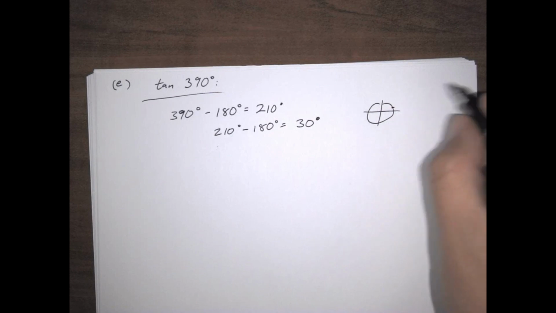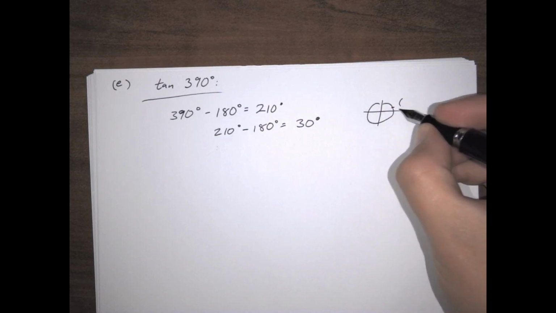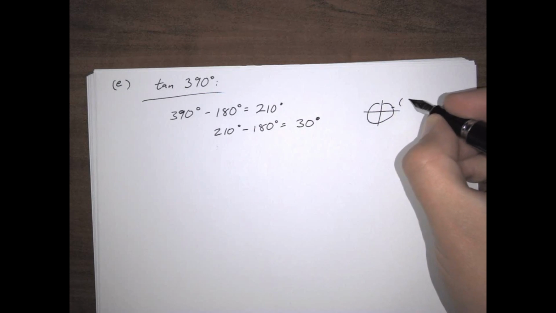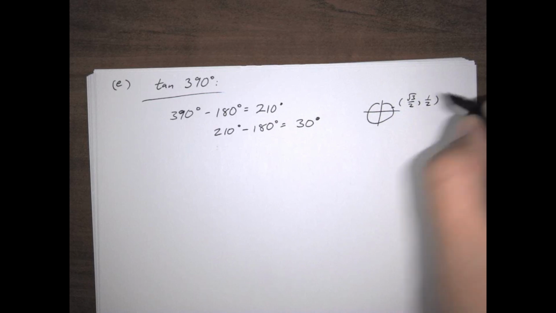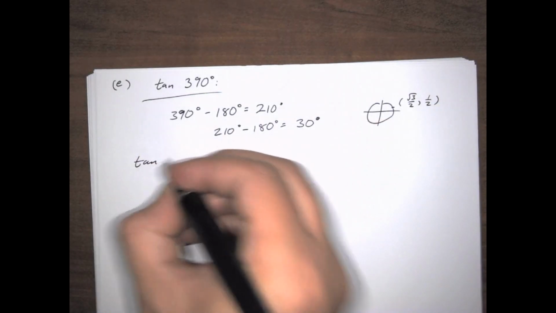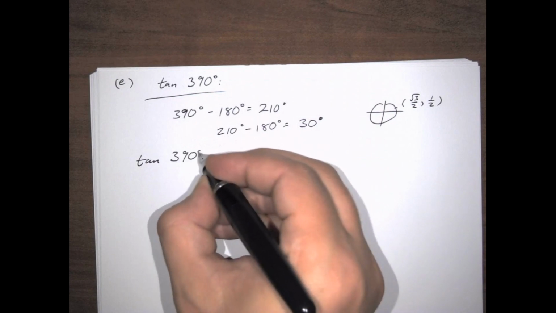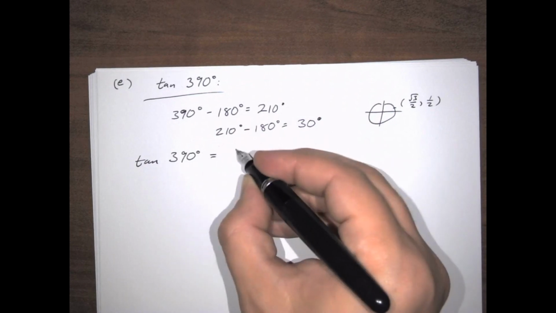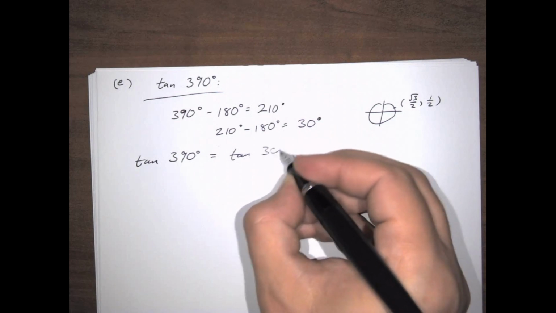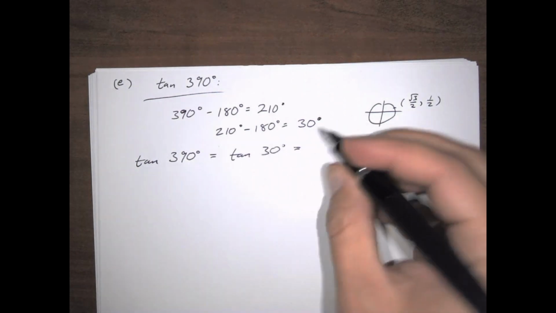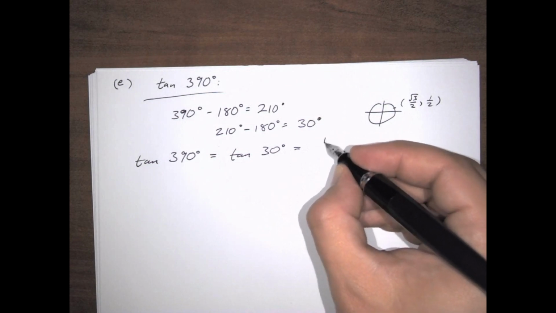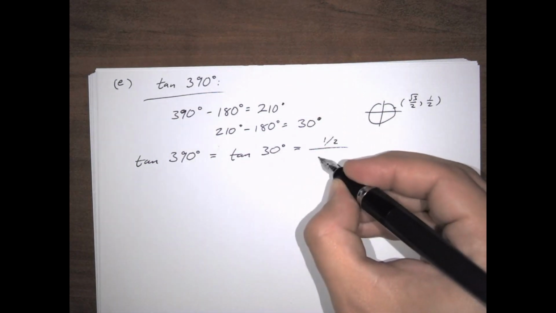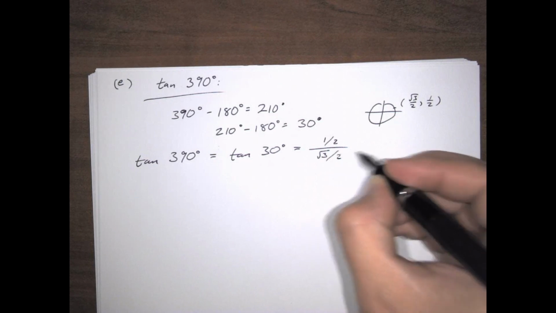So again, we're talking about 30 degrees, so that's going to be a big x and a small y, so that means root 3 over 2, 1/2. And then the tangent of 390 degrees, which is equal to the tangent of 30 degrees, is going to equal the y over the x. So that's 1/2 over root 3 over 2.